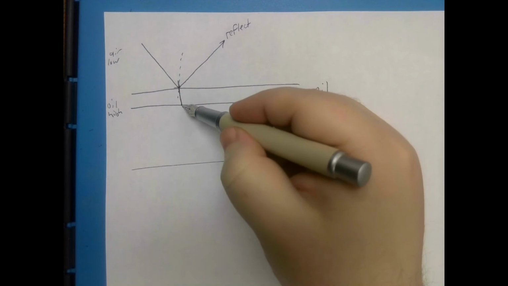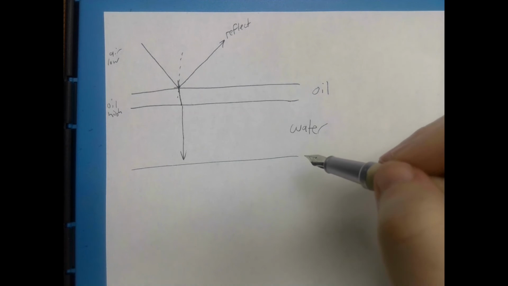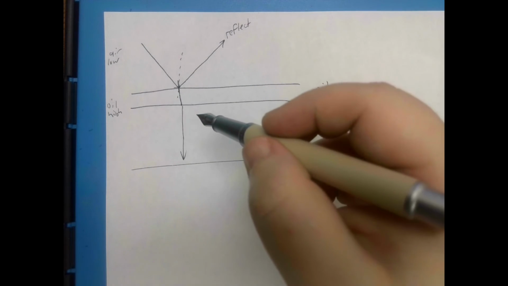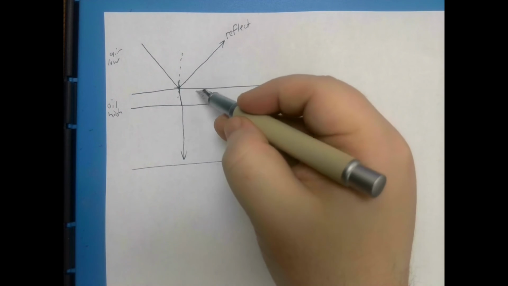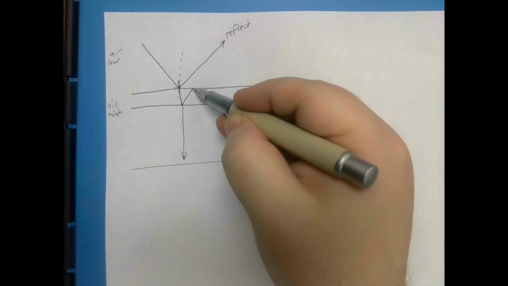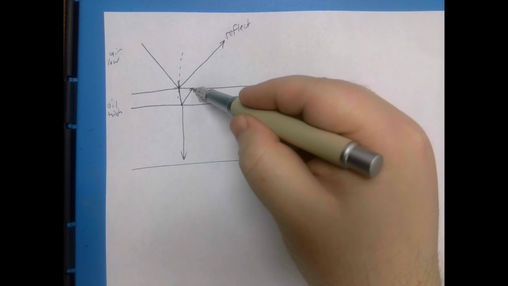It can either refract, depending on whether or not the oil has more. Most of the time it won't refract. It will reflect. And then obviously it can refract again, or it can go straight through.